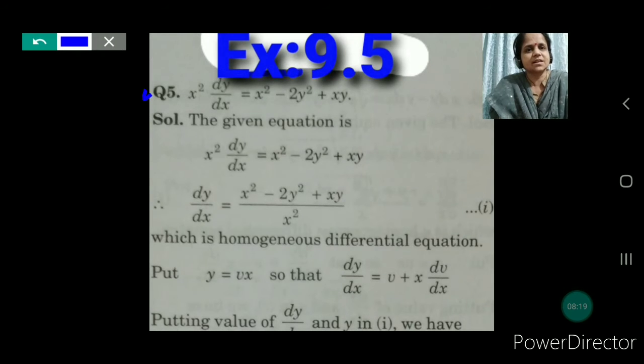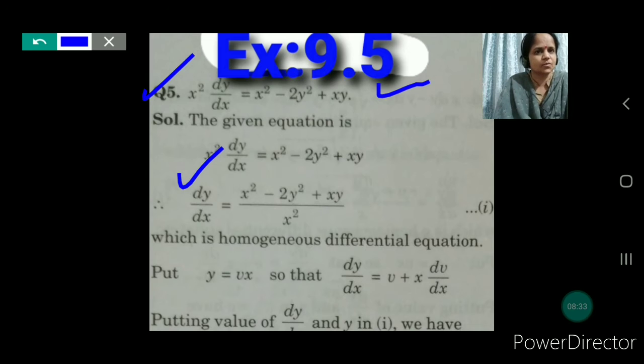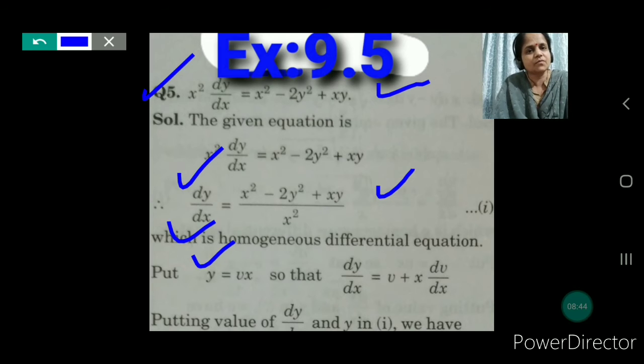Now student, let's solve question number 5. It is x square dy upon dx is equal to x square minus 2y square plus xy. First of all, always find dy upon dx. So here dy upon dx is equal to x square minus 2y square plus xy upon x square, which is a homogeneous differential equation. Now put y is equal to vx, so that dy upon dx is equal to v plus x dv by dx.